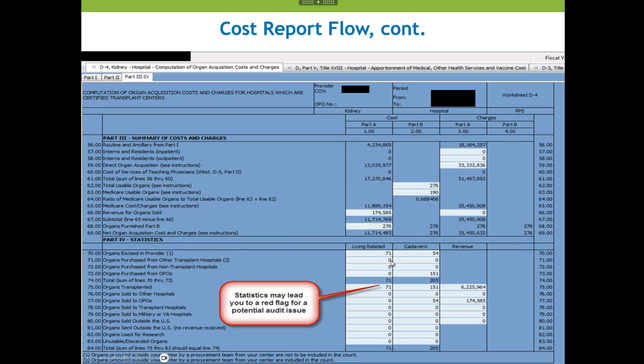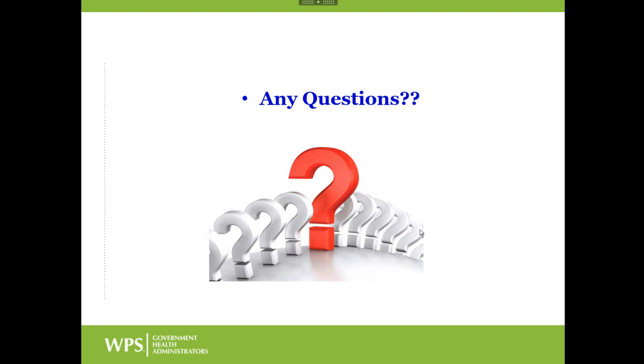Here are the statistics. So if there are any that are missing, this is going to lead to documentation requests. It's going to flag as a possible audit issue. So that's basically what we're getting at right here. And that takes us to the end of our discussion of the organ acquisition cost flow.